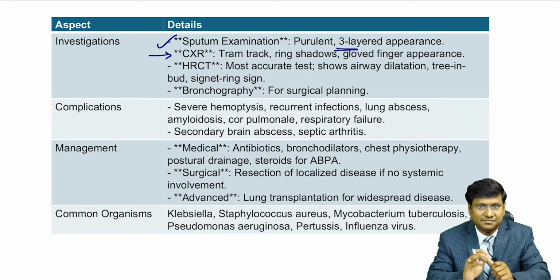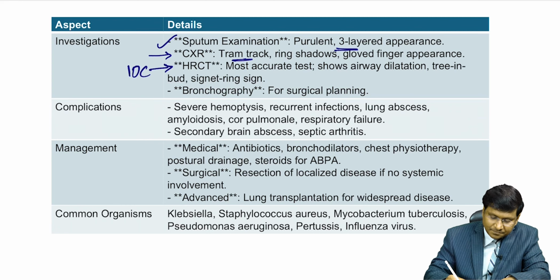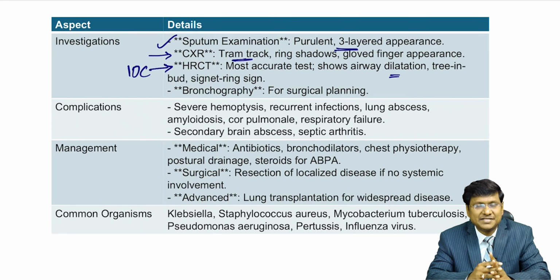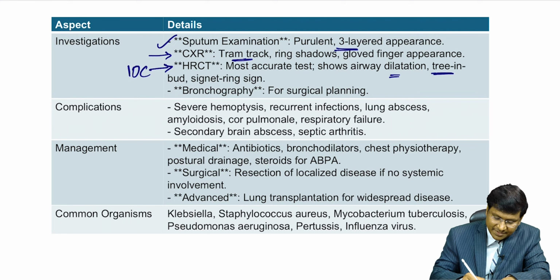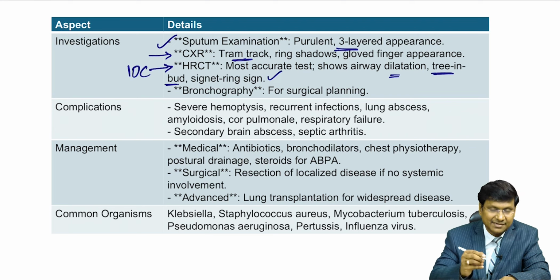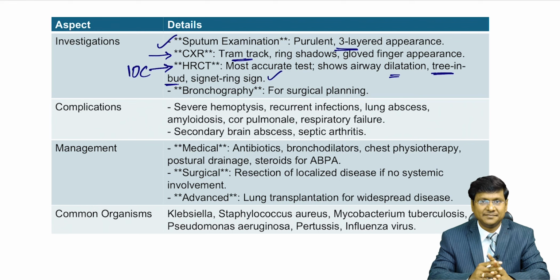But what exactly is the investigation of choice in these patients? The investigation of choice will be the HRCT. HRCT is considered the most accurate test. This high resolution CT scan will show that the airways are dilated, and you will see the presence of tree in bud appearance, and the other important thing is the signet ring sign.